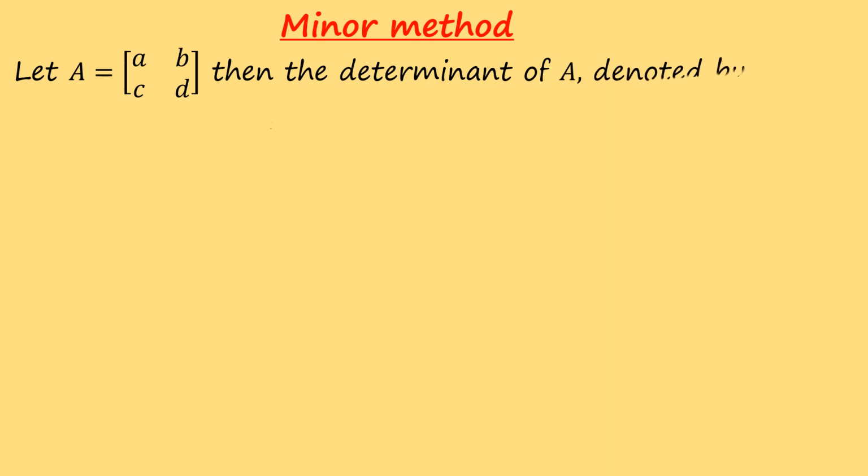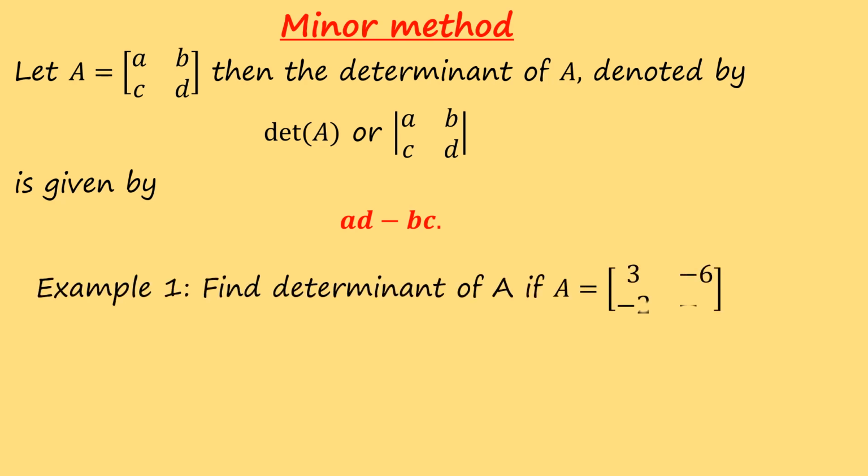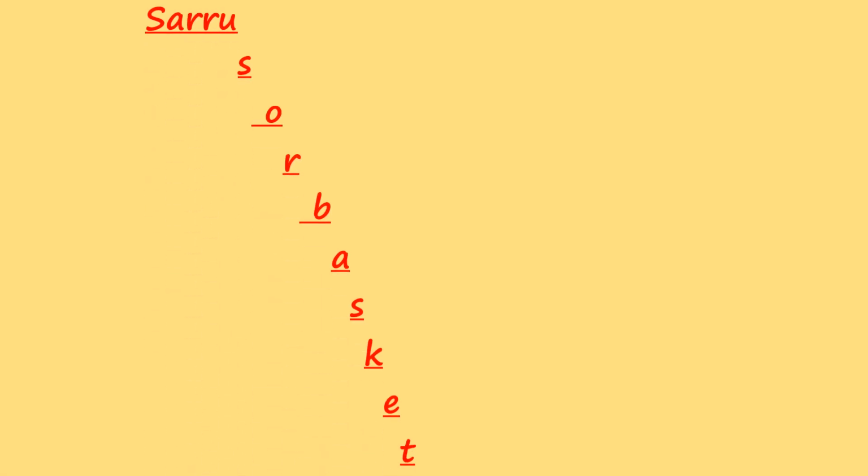For the minor method, let A be a 2x2 matrix with the entries a, b, c, d, then the determinant of A is given as ad minus bc. Let's consider an example to find the determinant of this 2x2 matrix. Then the determinant will be the multiplication of the diagonal entries minus the anti-diagonal, which is going to be minus 27 in this case.